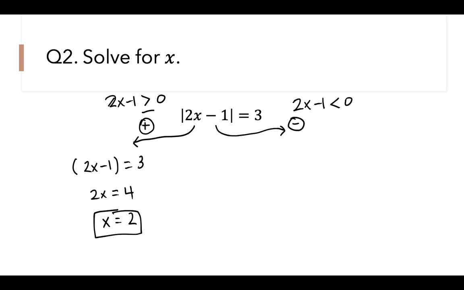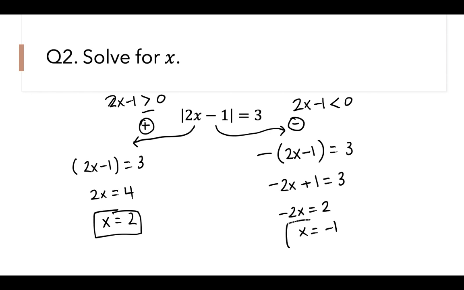For the negative side, you're going to put a negative around the whole absolute value. So negative, and then instead of writing absolute value, 2x minus 1 is equal to 3. Then you're going to do the distributive property. Negative 2x plus 1 is equal to 3. So negative 2x is equal to 2, x is equal to negative 1. So we have two possibilities for x when it's an absolute value.